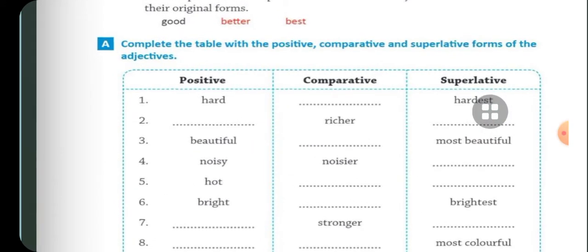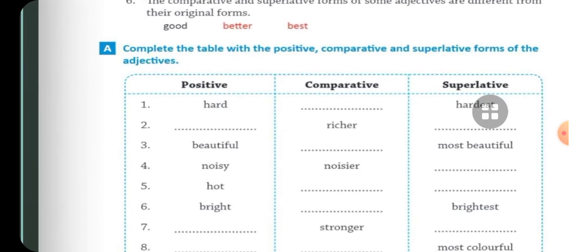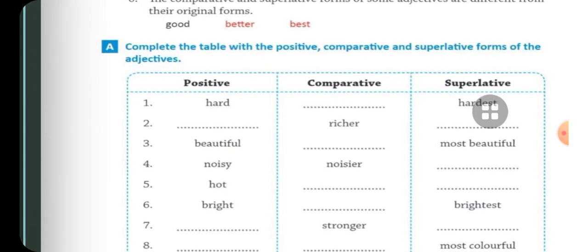Next, children, the next rule is that the comparative and superlative forms of some adjectives are different from the original form. Some adjectives have different forms: good, better, best; bad, worse, worst; little, less, least; many, more, most. These are different from the original form.